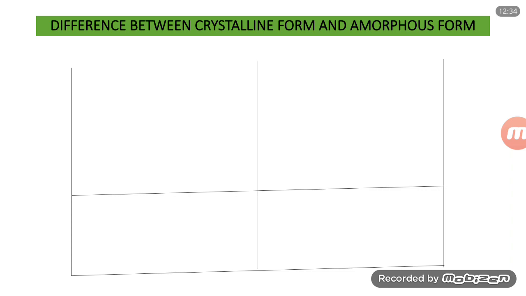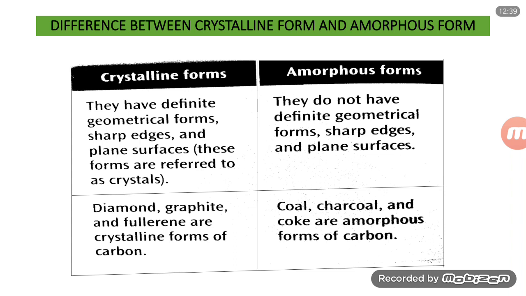You should know the difference between crystalline form and amorphous form. So let's go through it. Crystalline forms of carbon will have a definite geometrical form, that is, they will have sharp edges and plane surfaces. However, amorphous forms of carbon will not have a definite geometrical form, that is, sharp edges and plane surfaces. The examples of crystalline forms of carbon are diamond and graphite, and for amorphous form we can take coal, charcoal and coke.